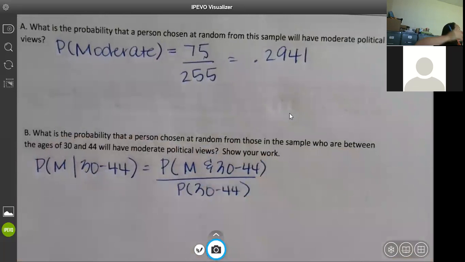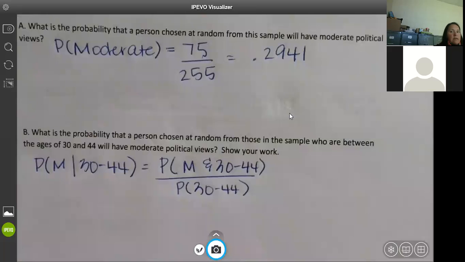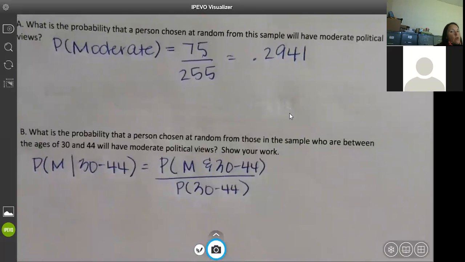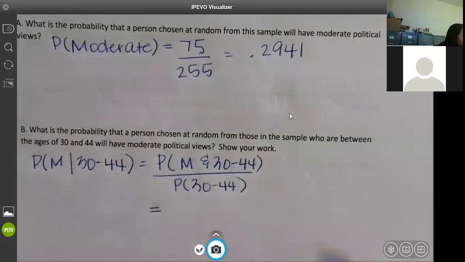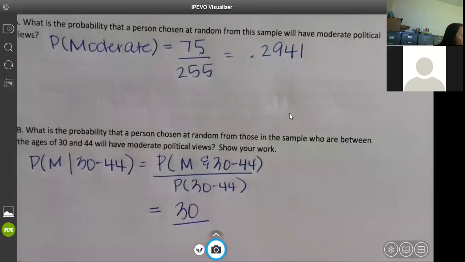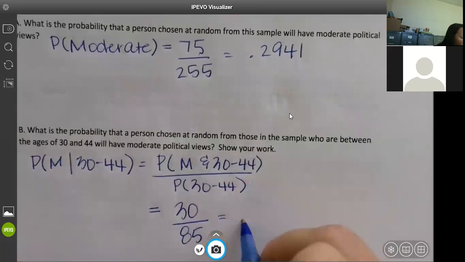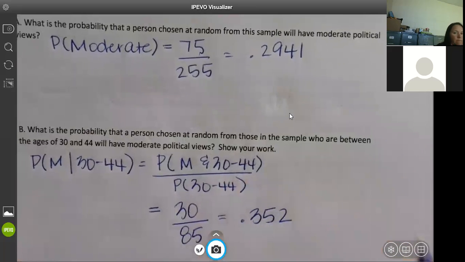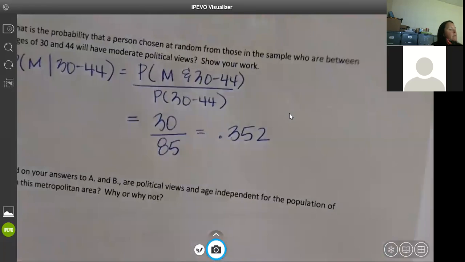It's always the second one. Independence is always the first one. This is always the second one. Okay. So if we were doing our independence formula, it's P of M and then this. If we're doing this one, the second one goes underneath. Moderate and 30 to 44. Say it loud. 30. And then the probability of 30 to 44, 85. And that gives you a 0.352. See, nothing hard on the Frappy.